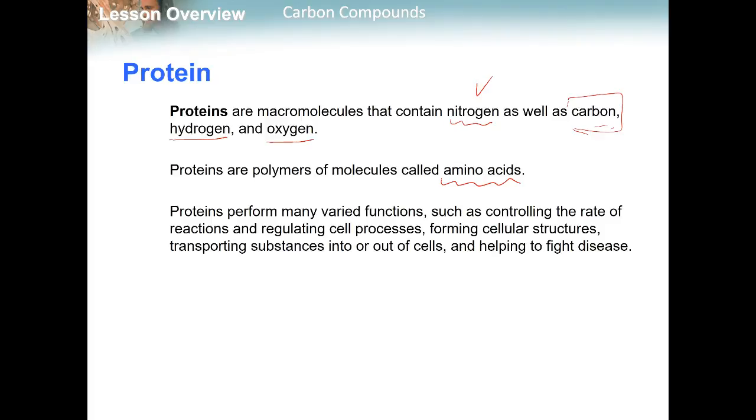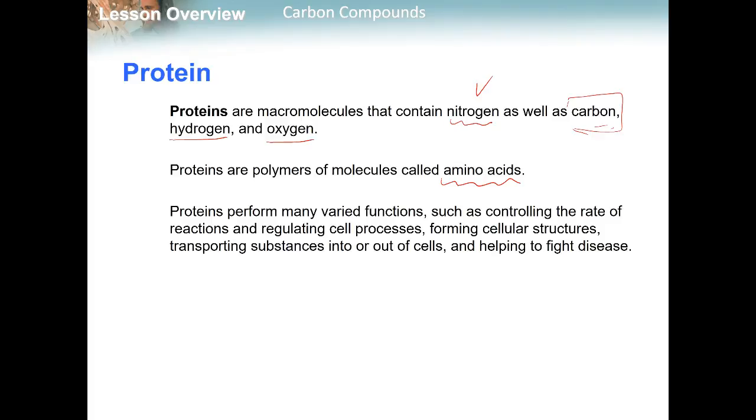So that's another job of the proteins. They're going to form cellular structures. We've got proteins embedded in our cell membrane that help give that cell membrane structure. So we need that. They transport substances in or out of the cells.